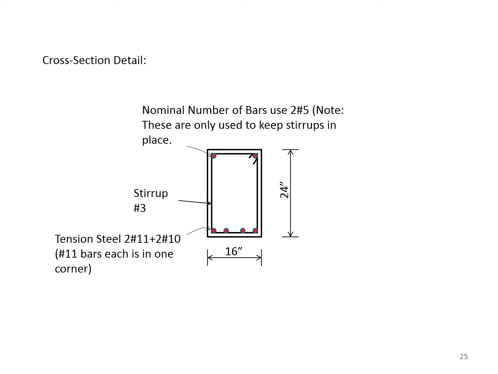And let's have a cross-sectional detail for our design. Here it is. We have tension steel of 2 number 11 and 2 number 10. We put the 2 number 11 one each at the corner and 2 number 10 at the middle. In the compression area, which is in this case the top, we put 2 number 5 as nominal steel just to keep all the steel in place. And our stirrup right now is number 3.